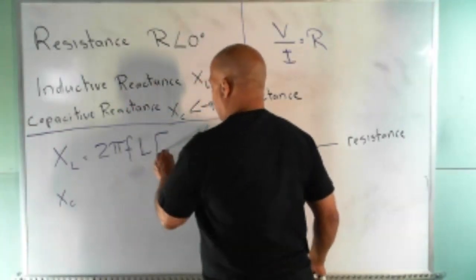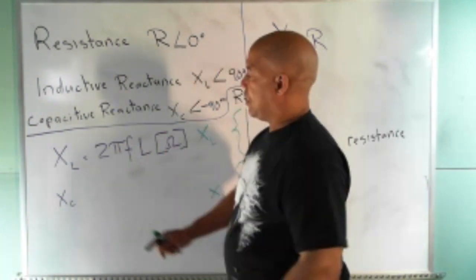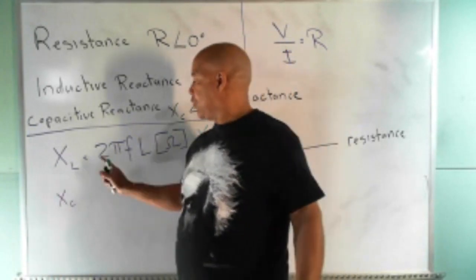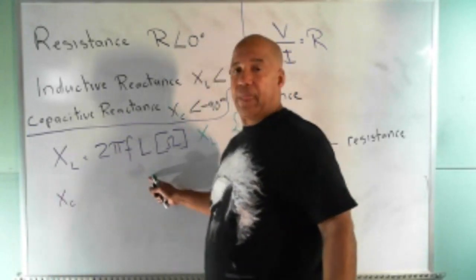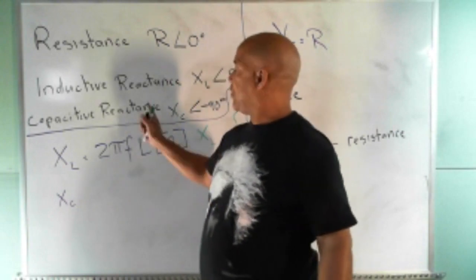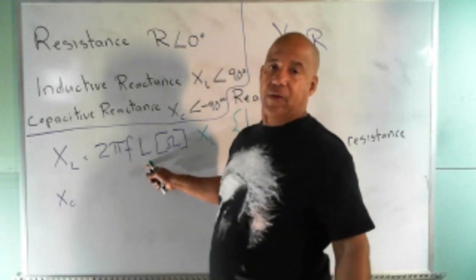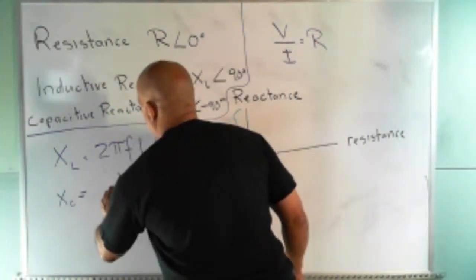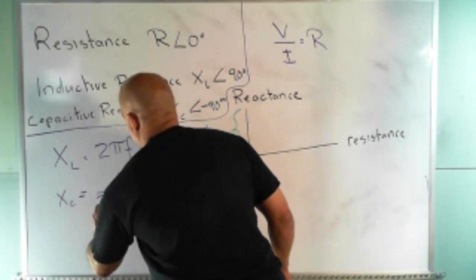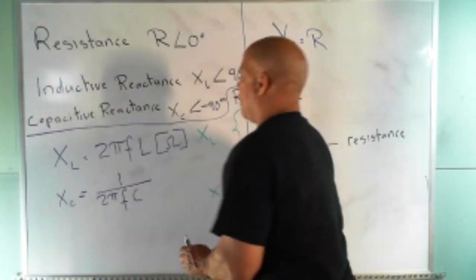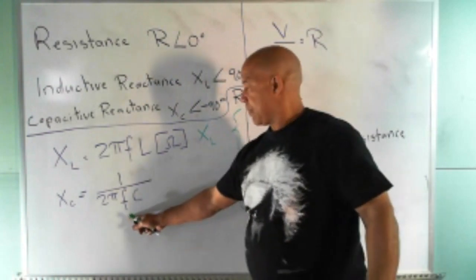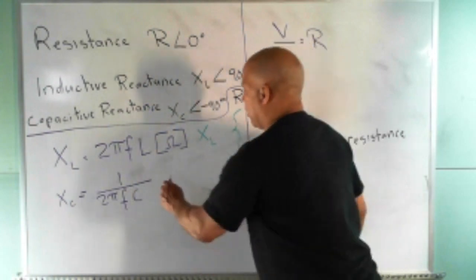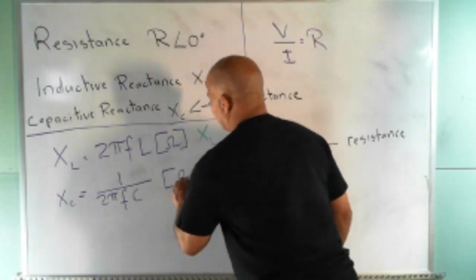And the units are in ohms. So if I want to calculate the magnitude, inductive reactance is 2 pi FL, where F is the frequency of the generator and L is the value in henries of the inductor. And for capacitive reactance, it's 1 over 2 pi FC, again, where F is the frequency of the generator and C is the value of the capacitor, and its units are in ohms.